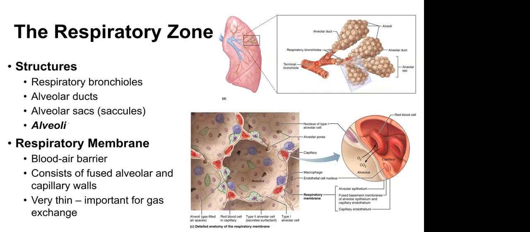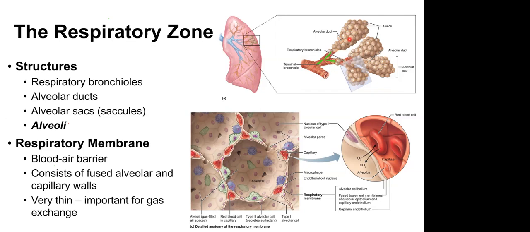I'll get my little draw tool out here. So we have this terminal bronchiole that's actually going to split into two separate respiratory bronchioles, which is what you see happening here. And then each respiratory bronchiole is going to give way to what's called an alveolar duct. And the alveolar duct is going to lead to an alveolar sac and an alveoli itself. Okay, so each individual little ball is an alveoli.